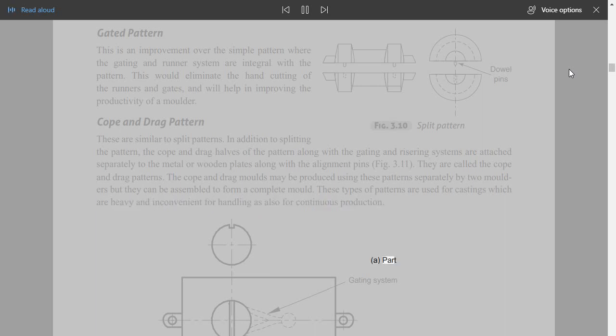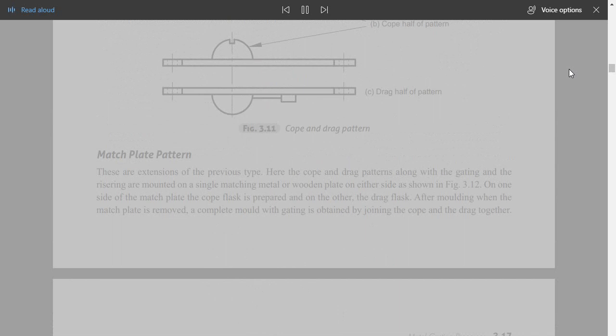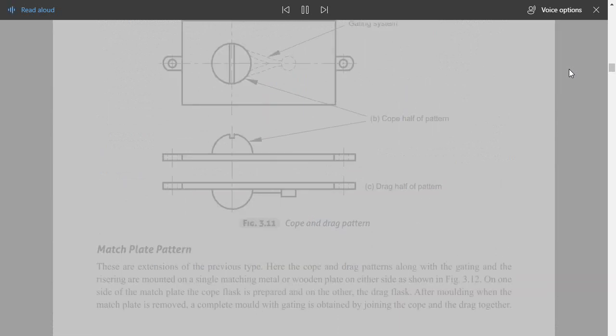A. Part. B. Cope half of pattern. C. Drag half of pattern. Gating system. Fig. 3.11 Cope and drag pattern.